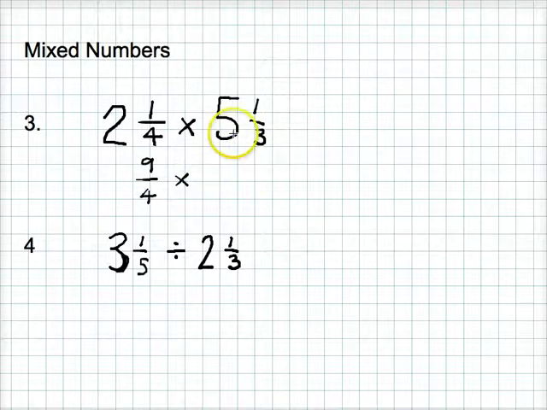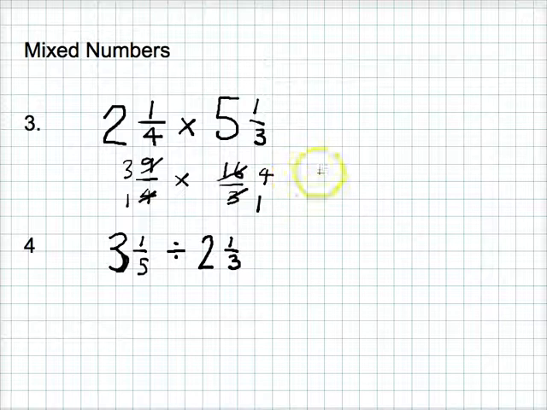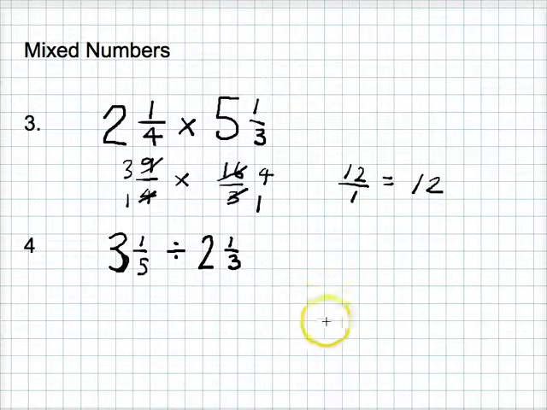Do the same to the second fraction. 5 3s are 15, add the 1 is 16, and write it over the denominator. Is there any cross-cancelling that can be done now? Yes, there is. 4 goes into 4 once. 4 goes into 16 4 times. 3 goes into 9 3 times. 3 goes into 3 once. 3 times 4 gives me 12. And 1 times 1 gives me 1. 12 over 1 just gives me the answer, 12.